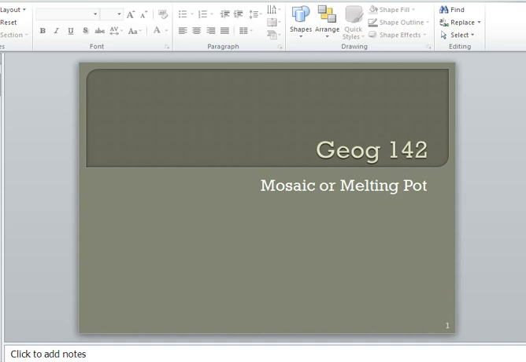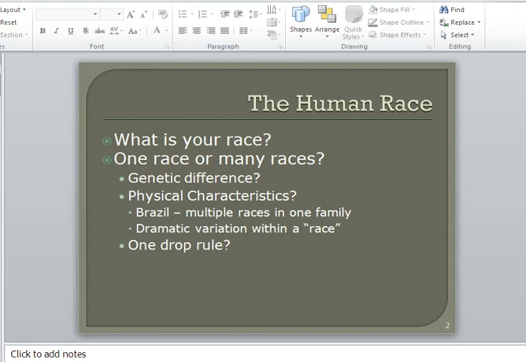Chapter 5 talks about the geographies of race and ethnicity. It also calls it the mosaic or melting pot. So the book starts out trying to differentiate between the terms race and ethnic identity or ethnic group.